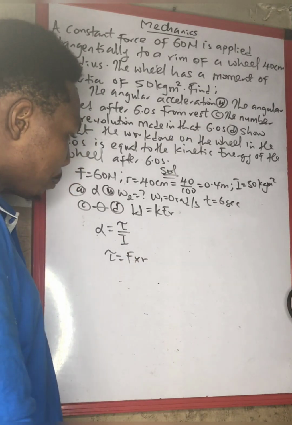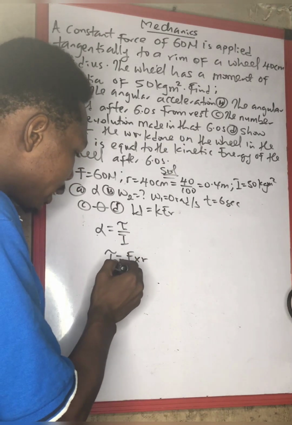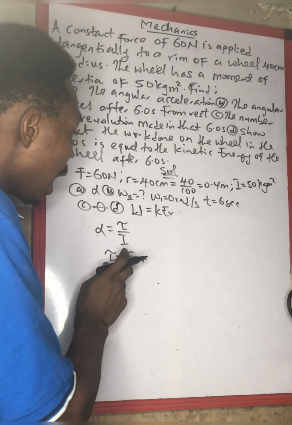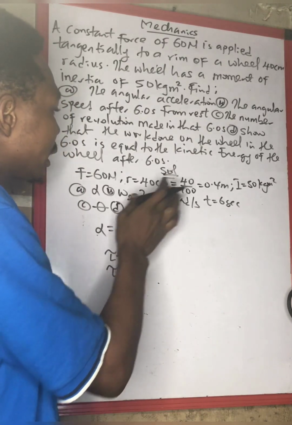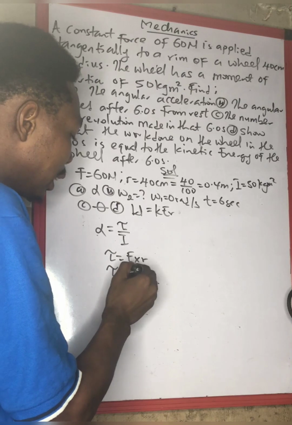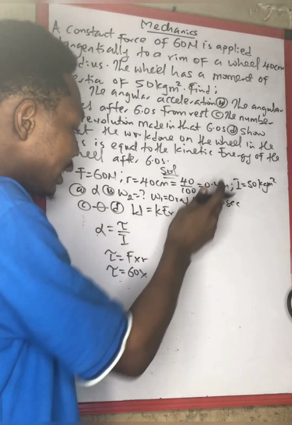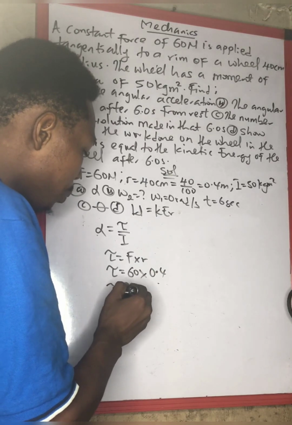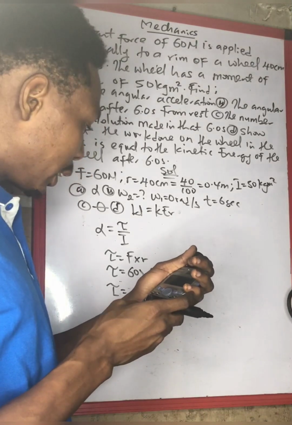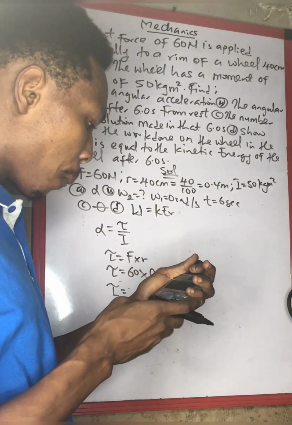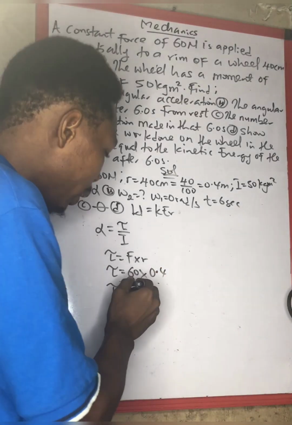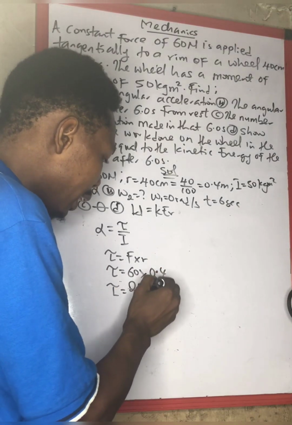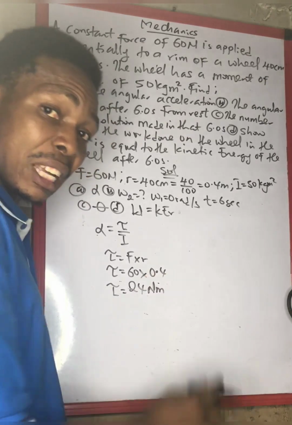So from there, our torque will be equal to our force, which is 60, times our radius, which is 0.4. So torque is 60 times 0.4, which gives us 24. The SI unit is newton meter.